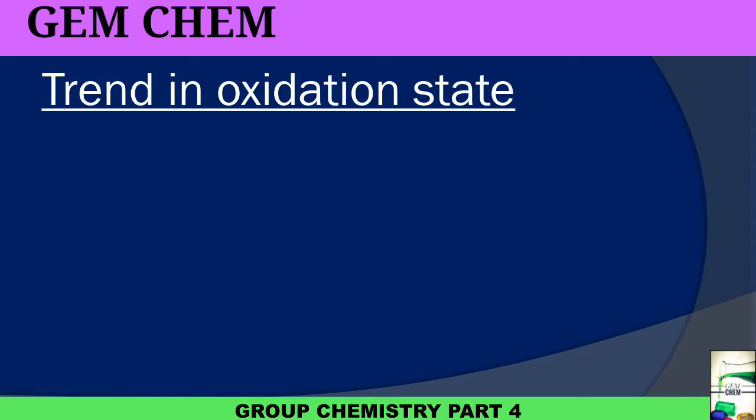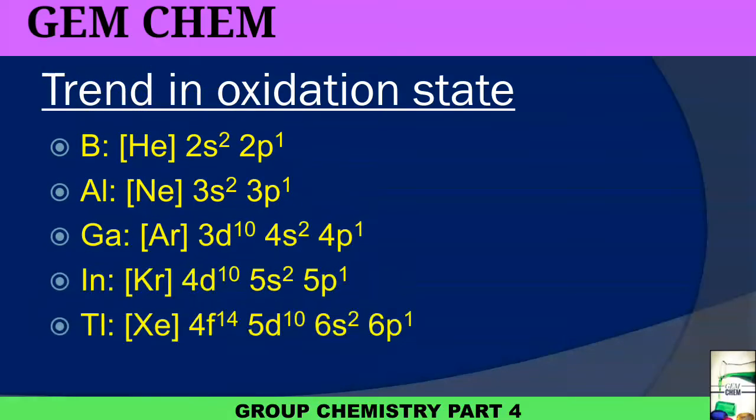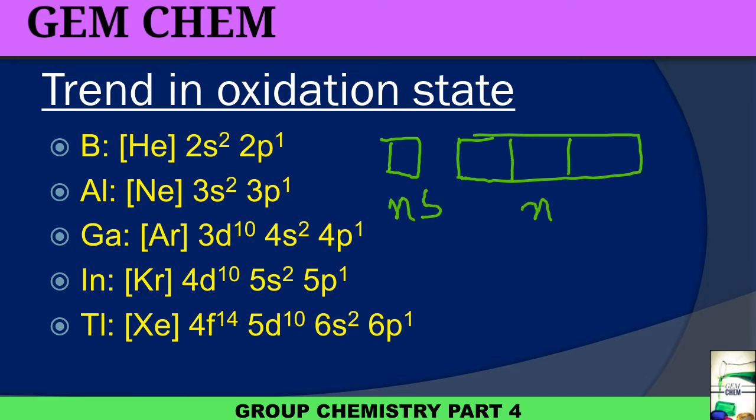In order to understand the trend in oxidation state, it is important to know the configurations, right? So these are the configurations. From here only we can understand that one of the electrons, which is present in the p orbital, can get easily transferred. But this is not the only case. If we consider this is our ns and np orbitals, so here are the three places. Here is ns and here is np.